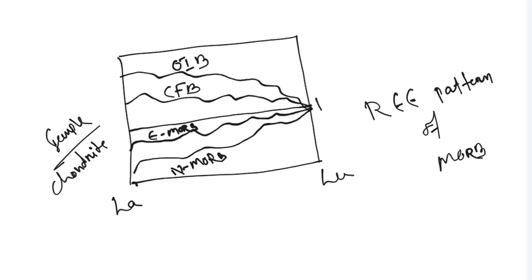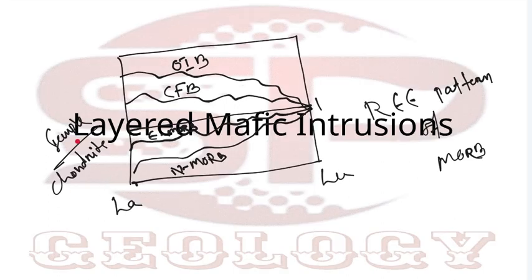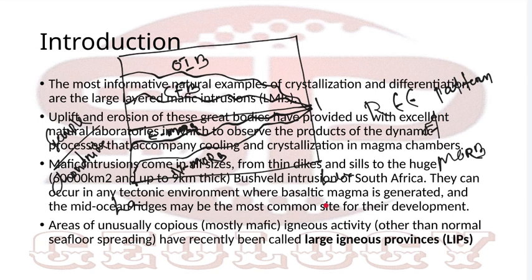From the layered mafic intrusions, so basically there is igneous layering. Okay, igneous layering is there. So how igneous layering is generated, that we will study, and we will see some examples of large mafic or layered mafic intrusions.